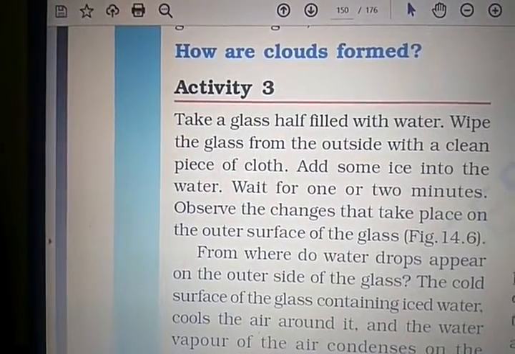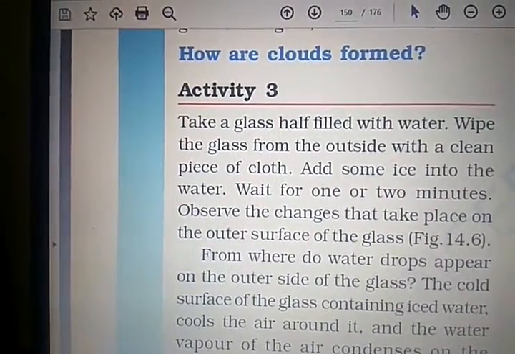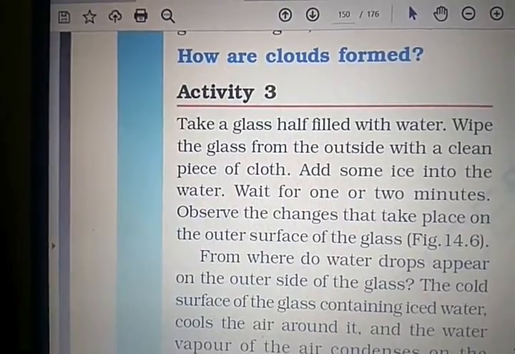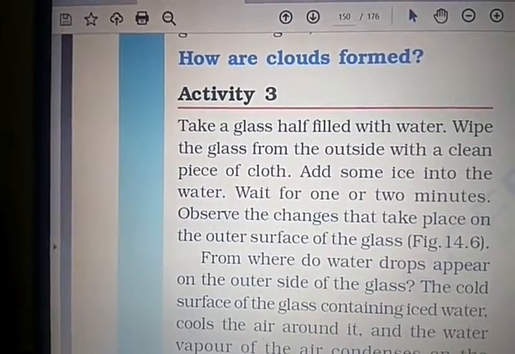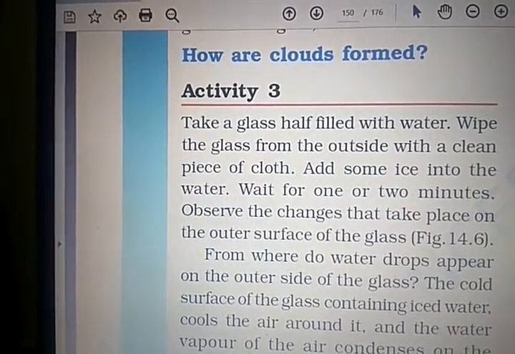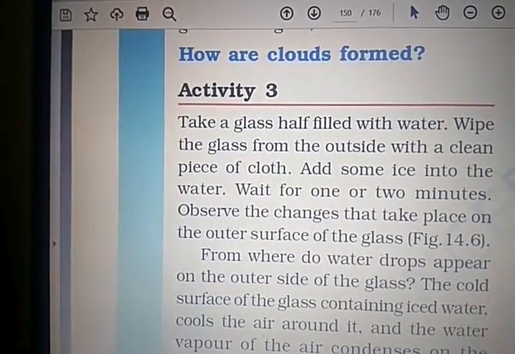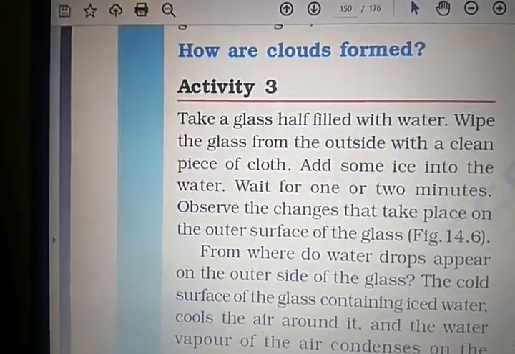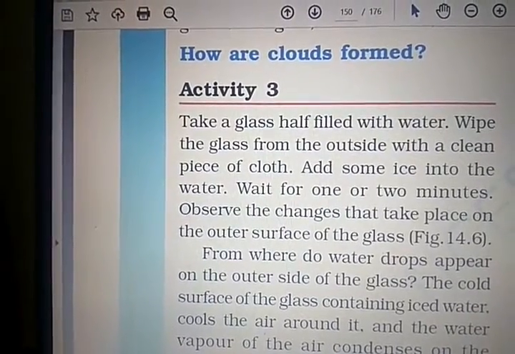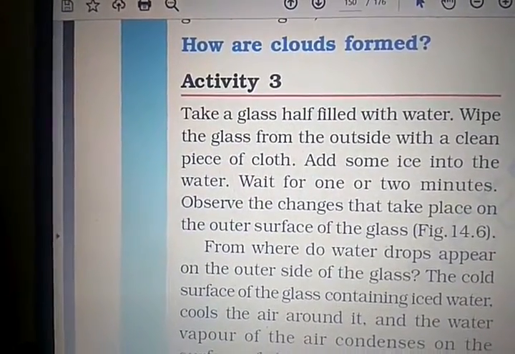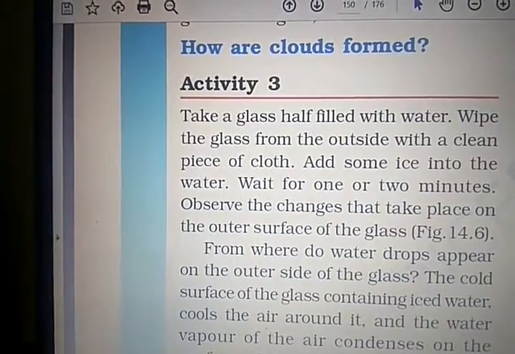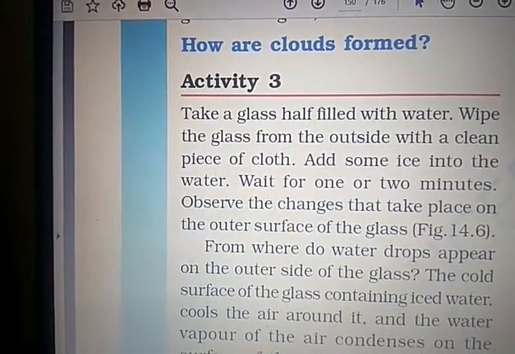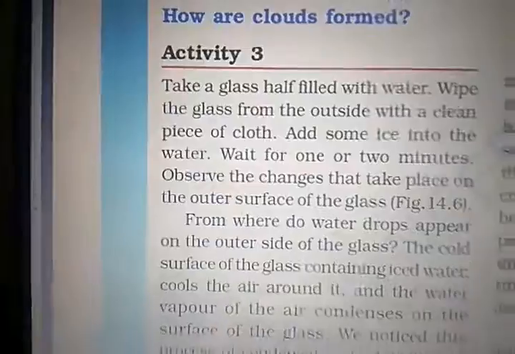Now the next step of this water cycle is how clouds are formed. Now water is released into the environment. This water mixes with dust particles and makes clouds, right? So the third step: how are clouds formed. Activity number 3.